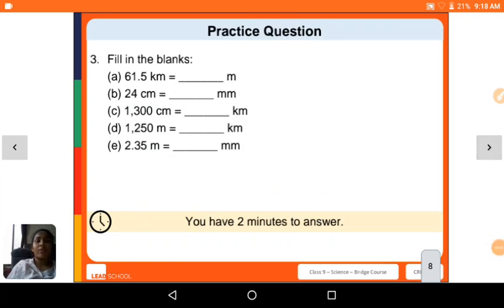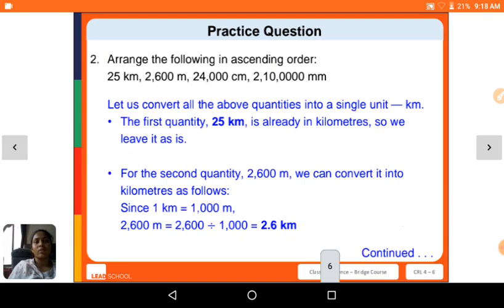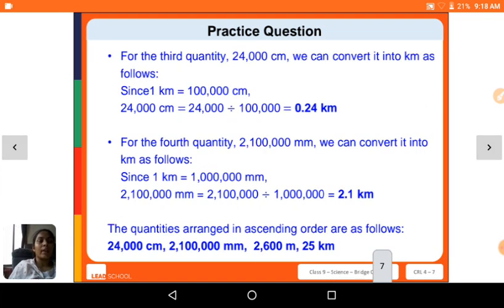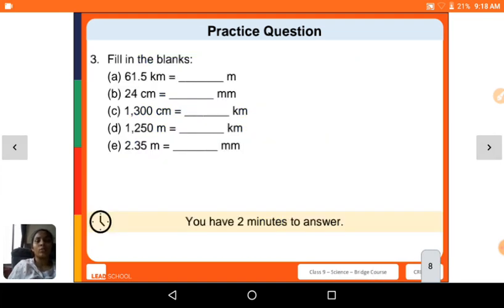Now filling the blanks. You need to fill these blanks and write this in your notebook, and also arrange this question. Write all this practice question in your notebook.